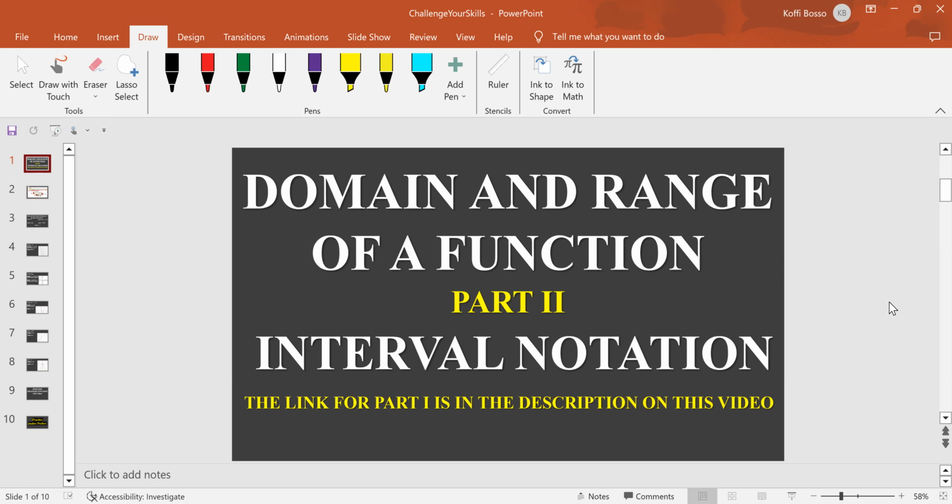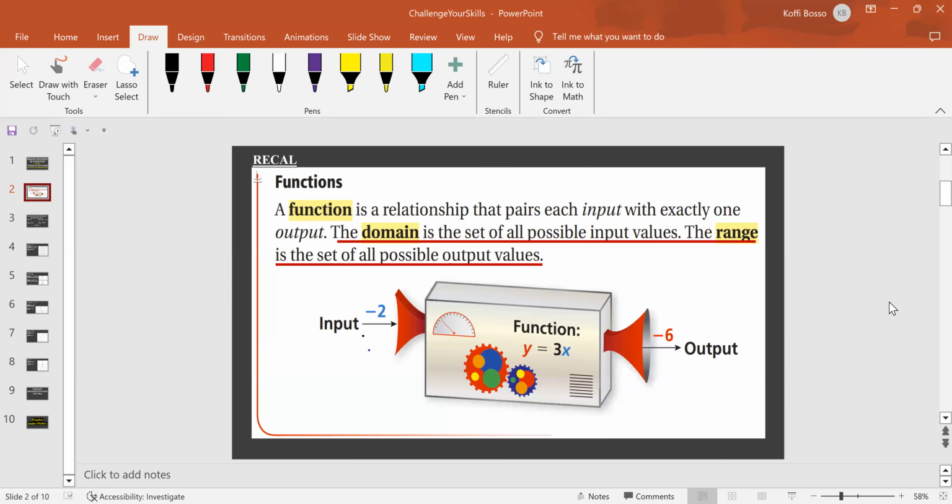Because this is a function, let's see a quick review. When they say function, we see a function as a machine. Everything we plug into the machine is the input or the domain, which are the x values, and everything we get out is the output or the range, which are the y values.